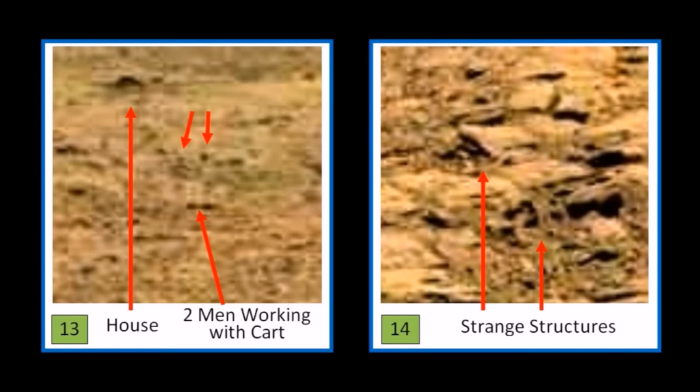Here we've got the two men, which is difficult to see, but you can see their heads fairly clearly, and then the cart that they're working with below, and then at the back there's some kind of a house. On the image at the right, these are definitely not natural structures. They're quite interesting and fairly clear. So I'm not quite sure what they are, but they're definitely interesting structures.